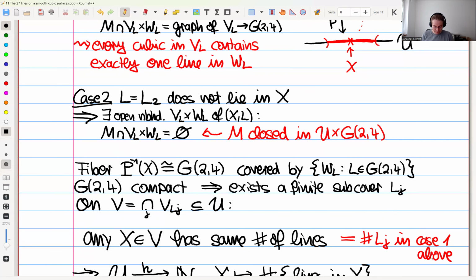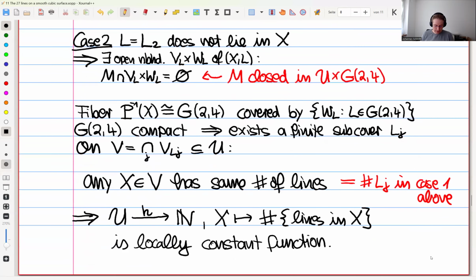And this shows us something very nice, namely that the function from U to the natural numbers, which sends any X to the number of lines in X, that this is a locally constant function. Note in particular, a priori, we didn't even know that there couldn't be an X which has infinitely many lines. But in fact, this argument, since we chose this finite subcover, and in each portion you have at most one line, we know that this is actually well defined. The number of lines is always finite. This we have already shown now.